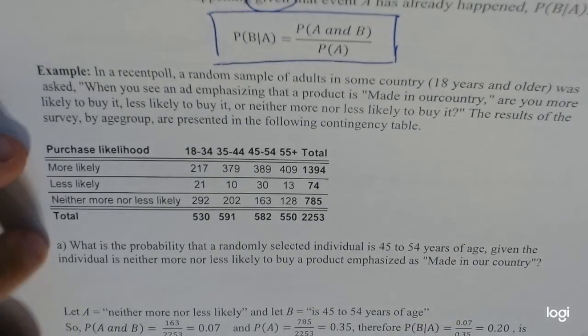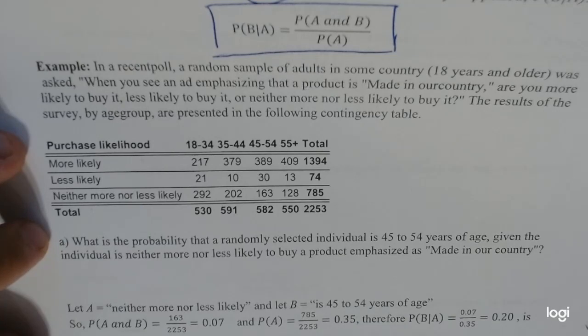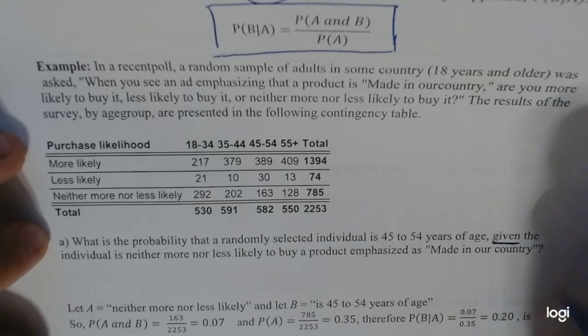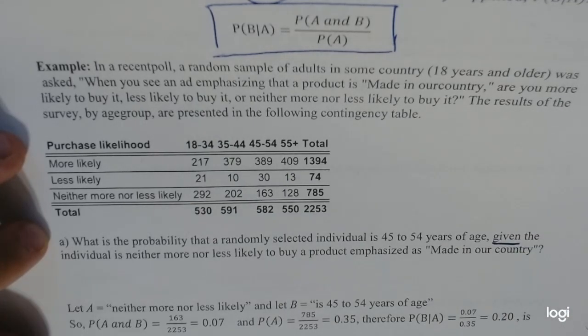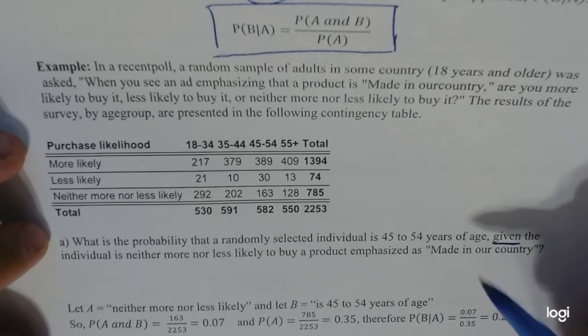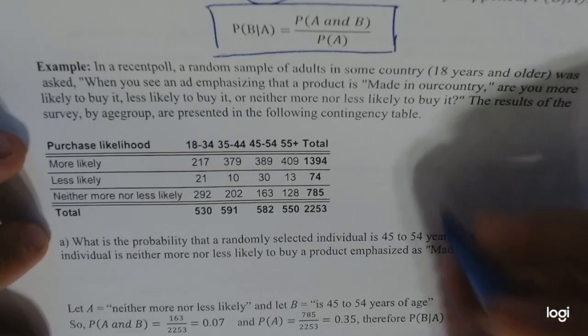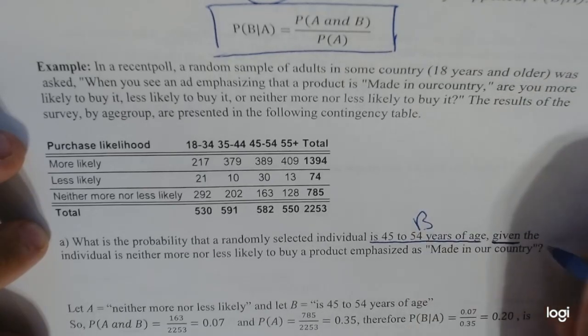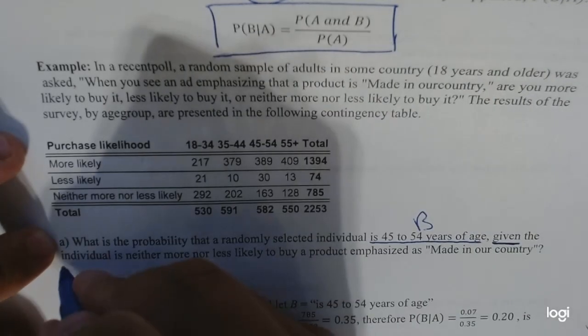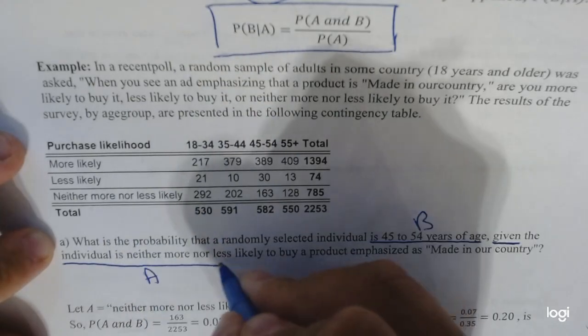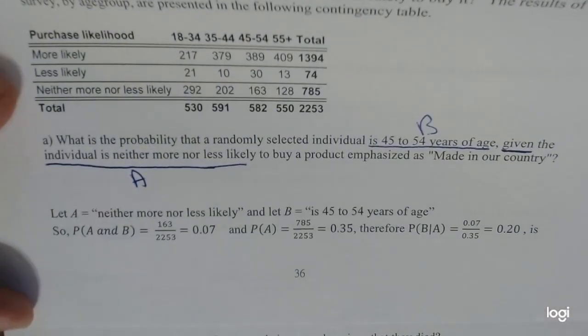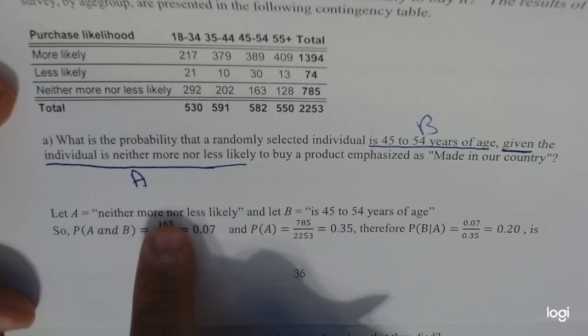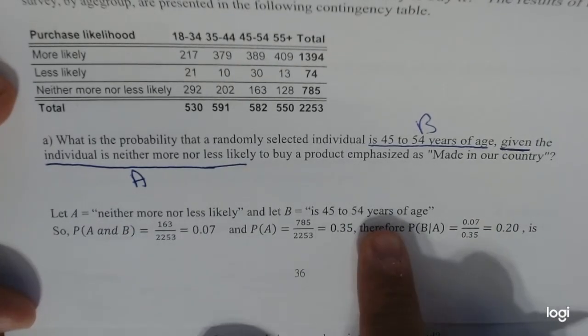Question A says, what is the probability that a randomly selected individual is 45 to 54 years of age given, here's the word given, the individual is neither more or less likely to buy the product emphasized made in our country. All right, so the first thing you want to do is define what we have. Everything before the word given is event B. So this is all our event B. Everything after the word given is our event A, which means this is our event A. And notice that's how we label it down here. Event A is neither more or less likely. Event B is 45 to 54 years of age.